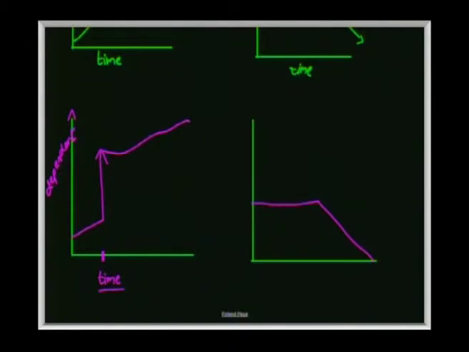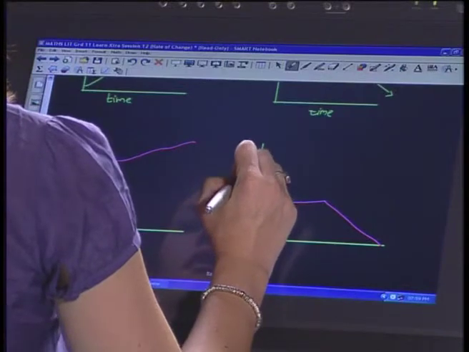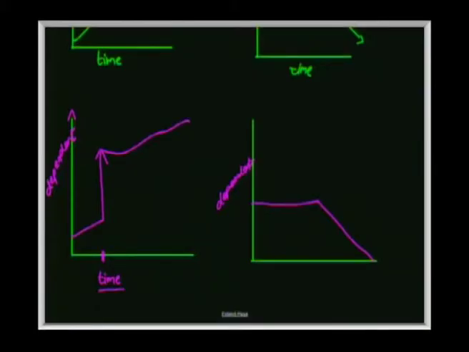Let's say we've got a horizontal line. This means that our dependent variable does not change at all, whereas our time does change.